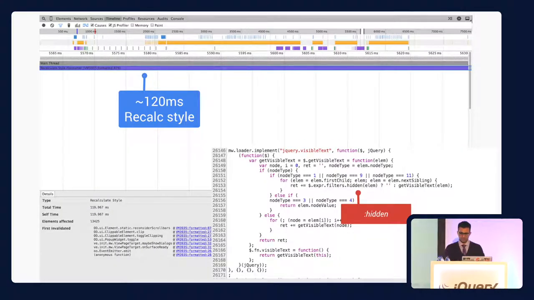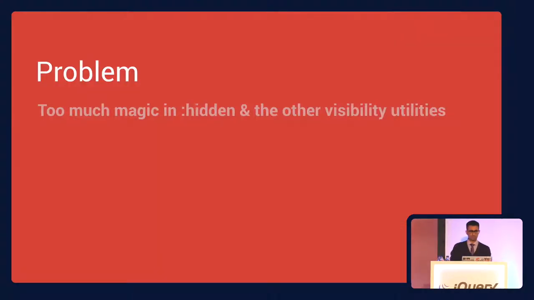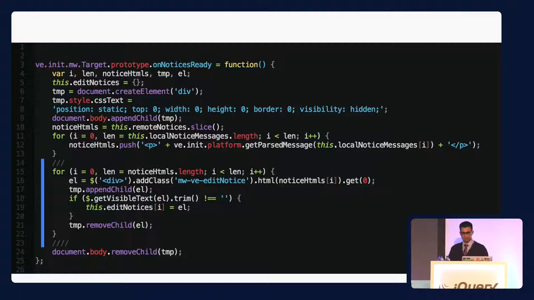We profiled this and discovered that there are some pretty hefty recalc styles here. One of the major reasons for this is that they're using the hidden selector. Now, hidden isn't exactly part of the CSS spec, and jQuery can't really take advantage of performance boosts from using querySelectorAll because this is a custom selector. Now let's take a look at how Wikipedia are using this in their editor.